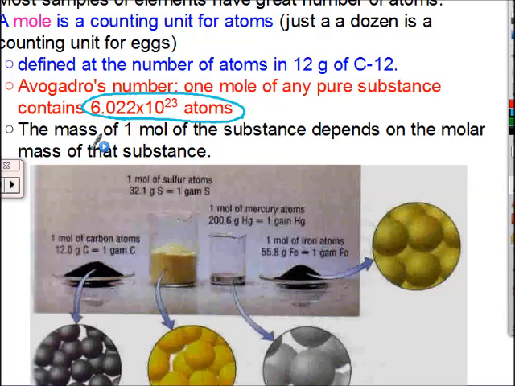So here's some different things. Tells you how different quantities can be measured.